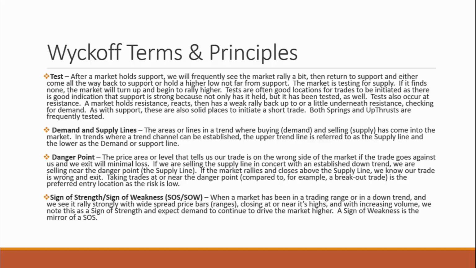Danger point. What are we looking at here? This is the price area or level that tells us that our trade is on the wrong side of the market. And if the trade is going against us, we exit with a minimal loss. So, for example, let's say we're selling the supply line in a downtrend. So we're selling near the danger point. The supply line becomes our danger point. If the market turns around and rallies and closes above the supply line, well, we know the trade is in trouble. So we know the trade is wrong. So we exit there and we take only a minimal loss.